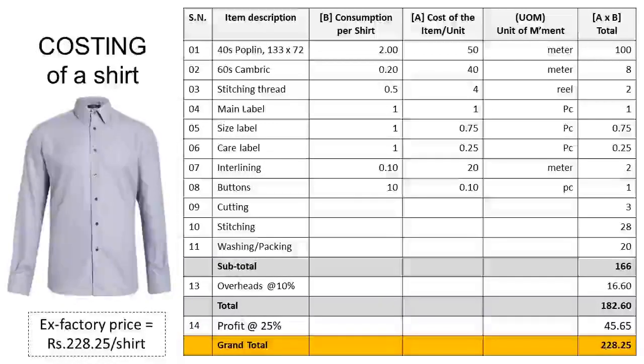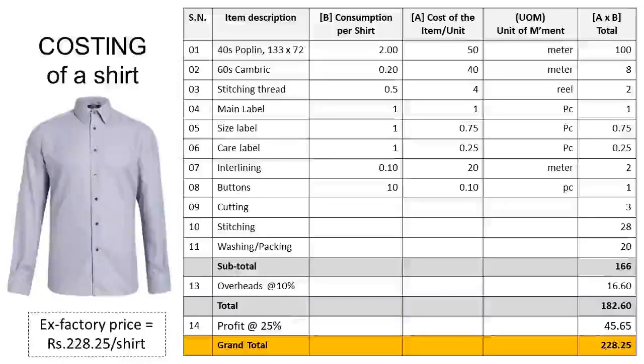Interlining, we need roughly 10 centimeters per garment, and this interlining is roughly priced at somewhere around 20 rupees per meter. So 20 rupees multiplied by 10 centimeter is 2 rupees. So we are saying we are spending 2 rupees on the fusing. And then of course we have the quintessential buttons.